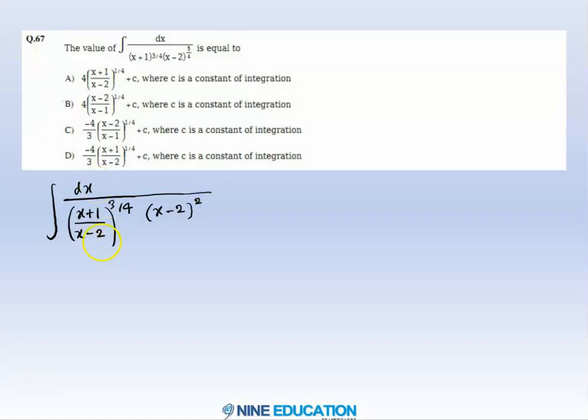Now if you carefully observe, in the differentiation of x plus 1 by x minus 2, we get x minus 2 whole square. Denominator square is there. That means if I take this term as t and start differentiating, numerator differentiation will be 1 into denominator as it is, then minus numerator as it is and denominator differentiation 1, divided by denominator square, x minus 2 whole square, dx equal to dt.